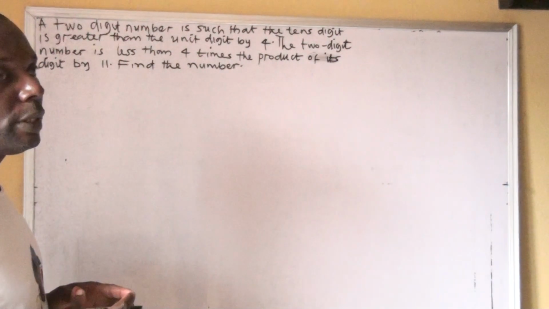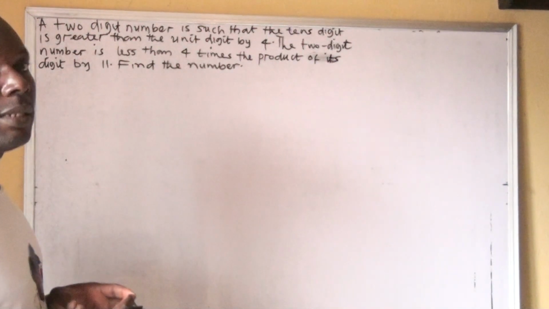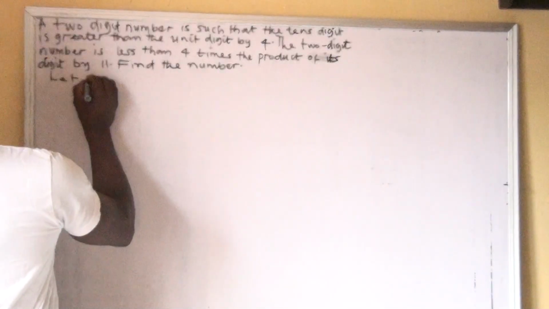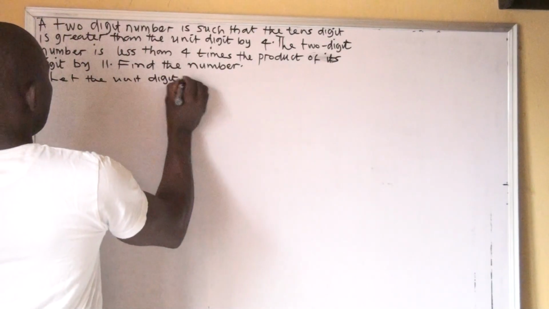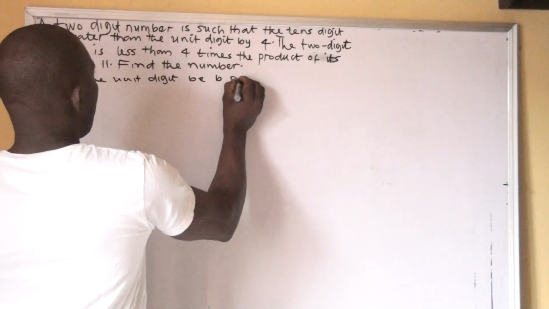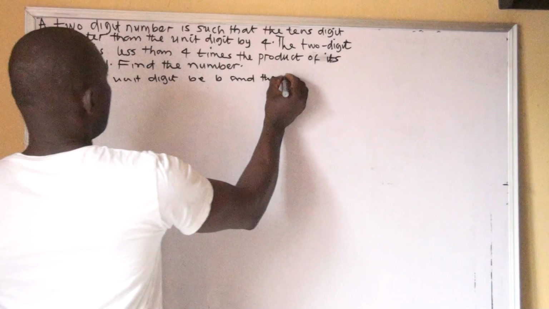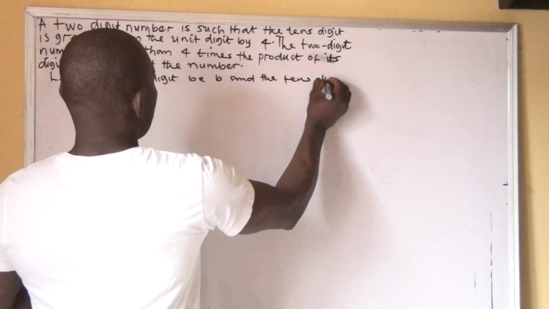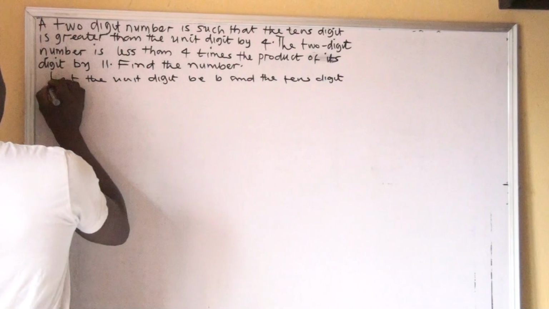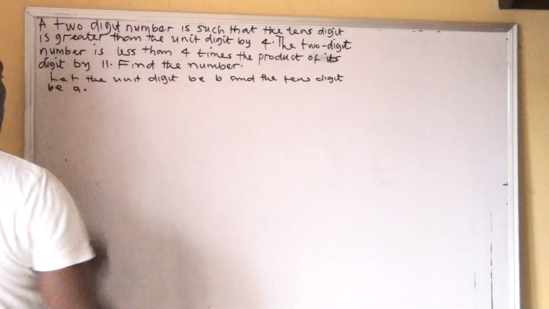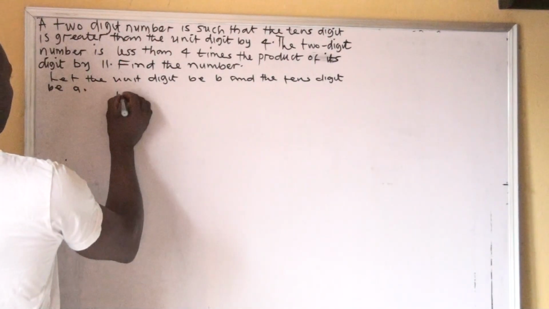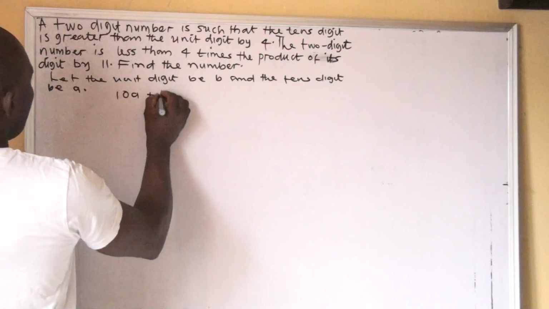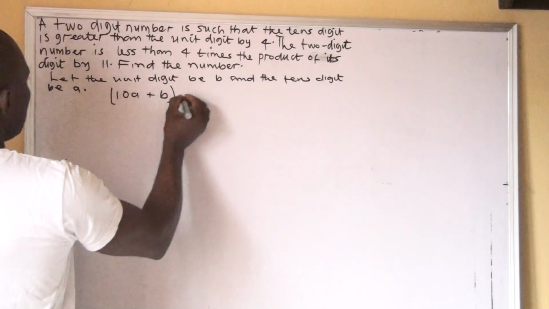Now what we need to do here is first of all to choose what alphabet we use to represent the tens digit as well as the unit digit. Let the unit digit be B and the tens digit be A. So the two-digit number will be of this form: 10A plus B. This is the two-digit number.